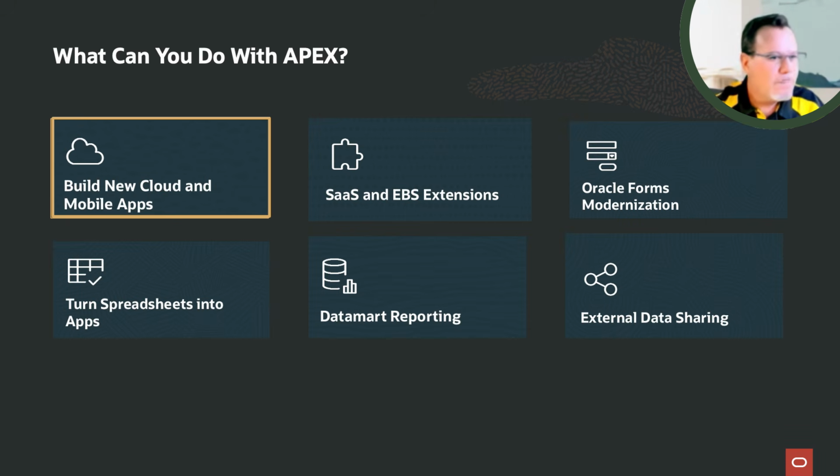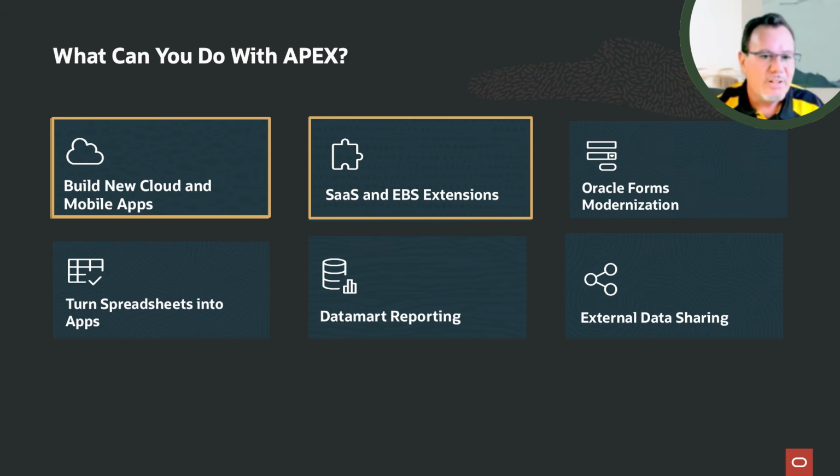I mean, yeah, you can build new cloud apps, but you also can build mobile apps. In fact, that same app I built is ready to go on my mobile device just by way of the URL, because with a modern web browser, the whole responsive repositioning of things on the screen is all automatic based on the Universal Theme that ships with Apex. You can also build SaaS extensions and EBS extensions. They're a perfect candidate for using Apex to continue to add more value to some of the commercial off-the-shelf software you might be already using.